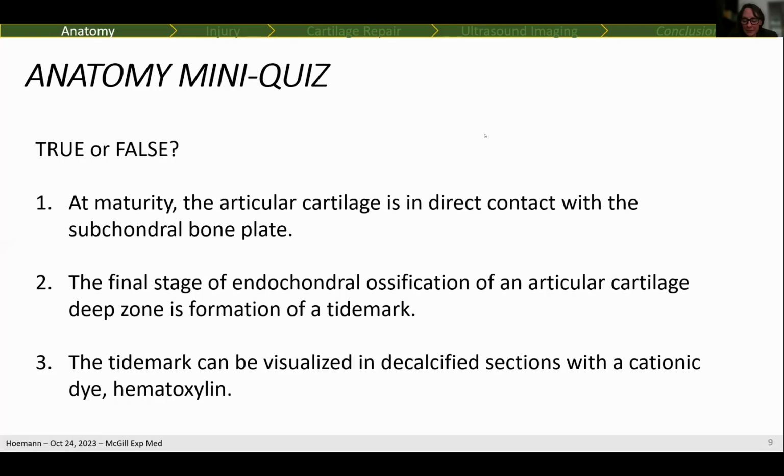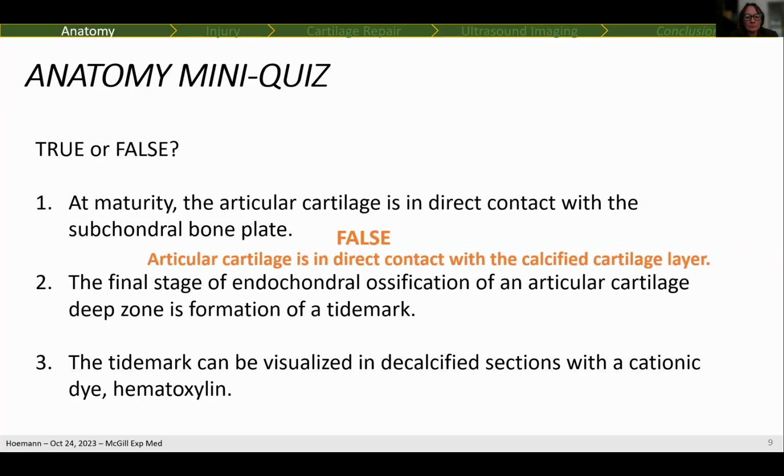False. Yay. So someone said it's false. You are correct, it is false. Articular cartilage is in direct contact with the calcified cartilage layer.